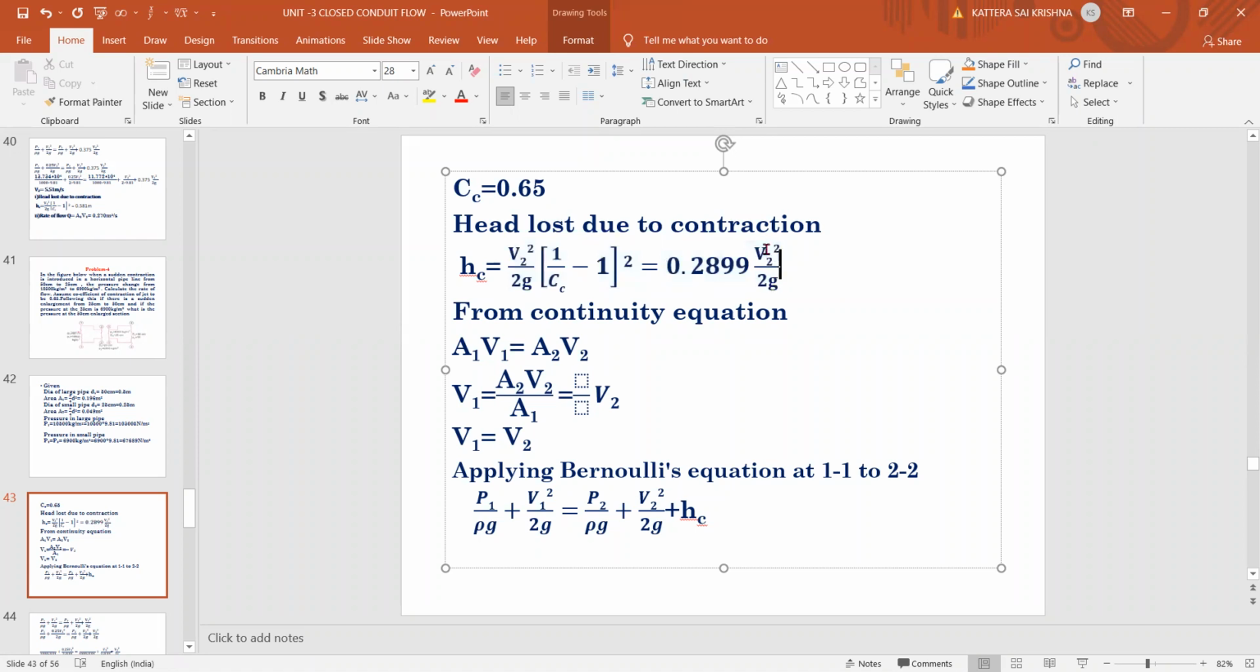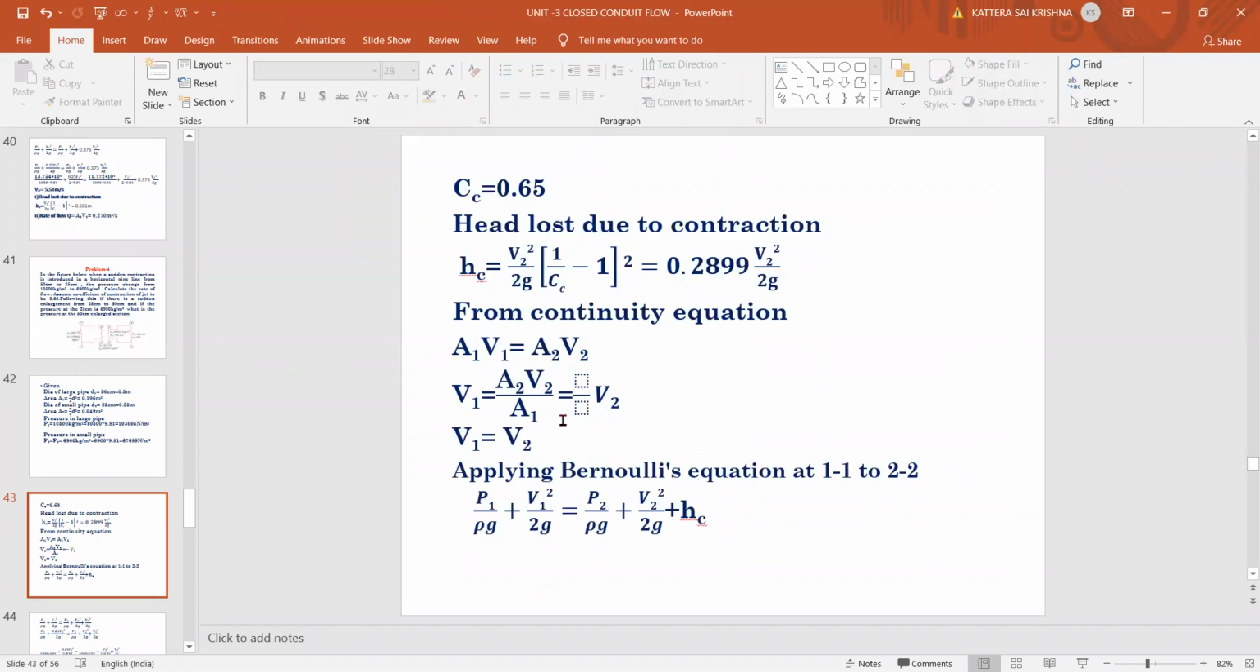So why are we taking this? Because we don't know V2 here. Since the discharge value is not given to us, we cannot find any velocities, V1, V2 or anything. If discharge is given, half the problem will be solved because we can directly find velocities by using the discharge. So now we take the continuity equation between section 1 and 2. We know A1 V1 equals A2 V2, so V1 equals A2 V2 by A1. Have we found the areas A1 and A2?